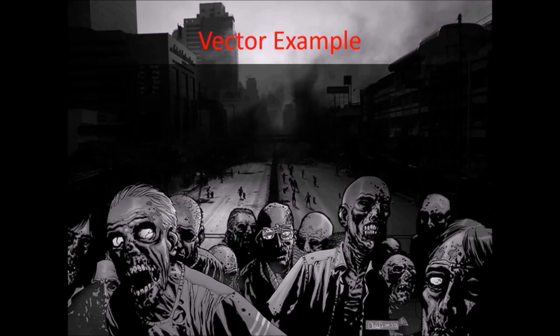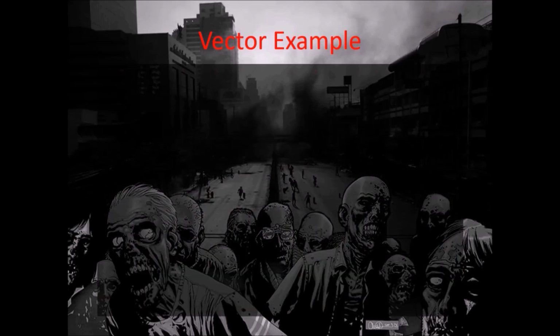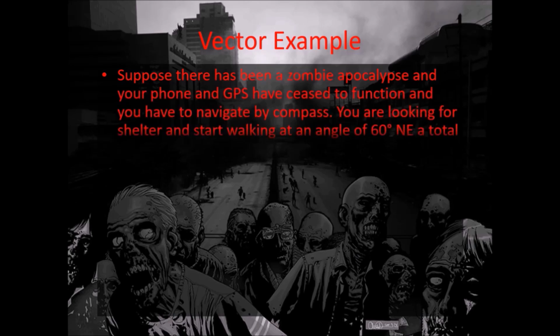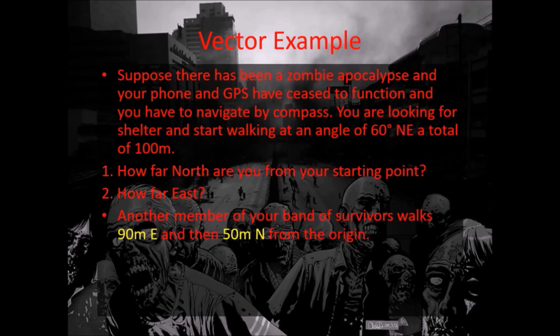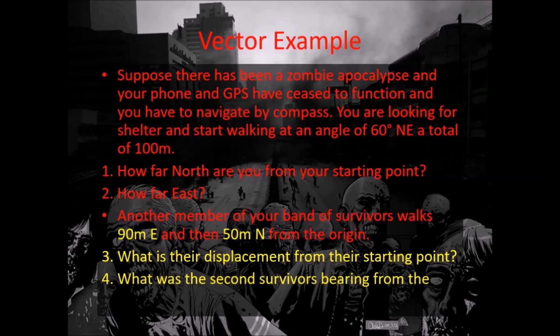Parts 3 and 4 of this problem talked about the displacement from the starting point. So we just calculated our distance from the north using a 60 degree northeasterly travel. And now our question is going to state another member of our band is going to walk 90 meters east and then 50 meters north. So now we have the components of their vector displacements. What is their displacement from their starting point? And what was the second survivor's bearing from the origin?